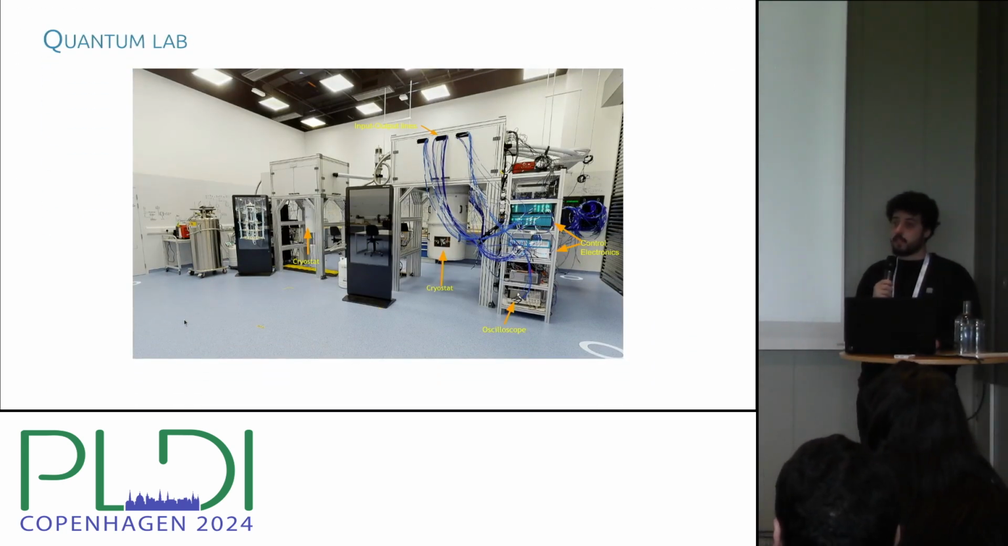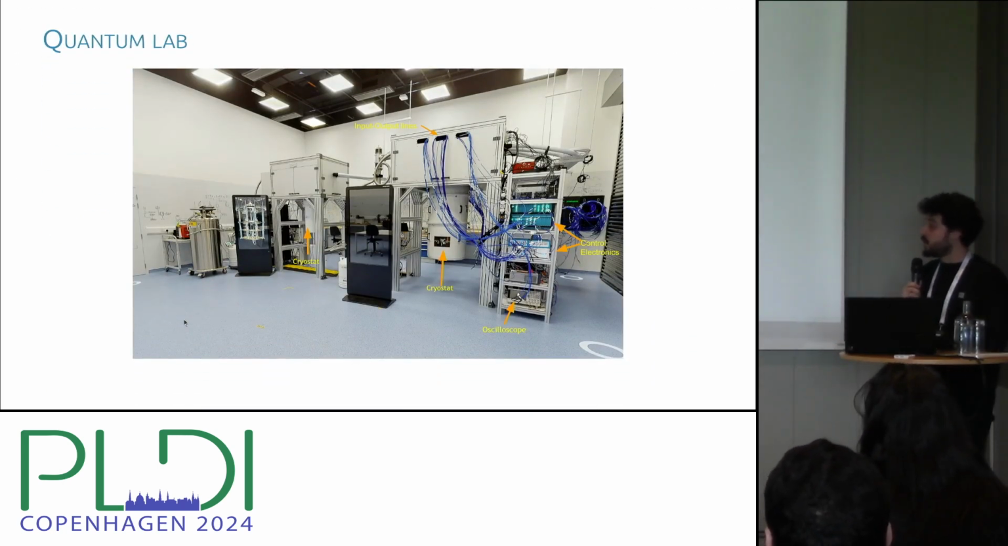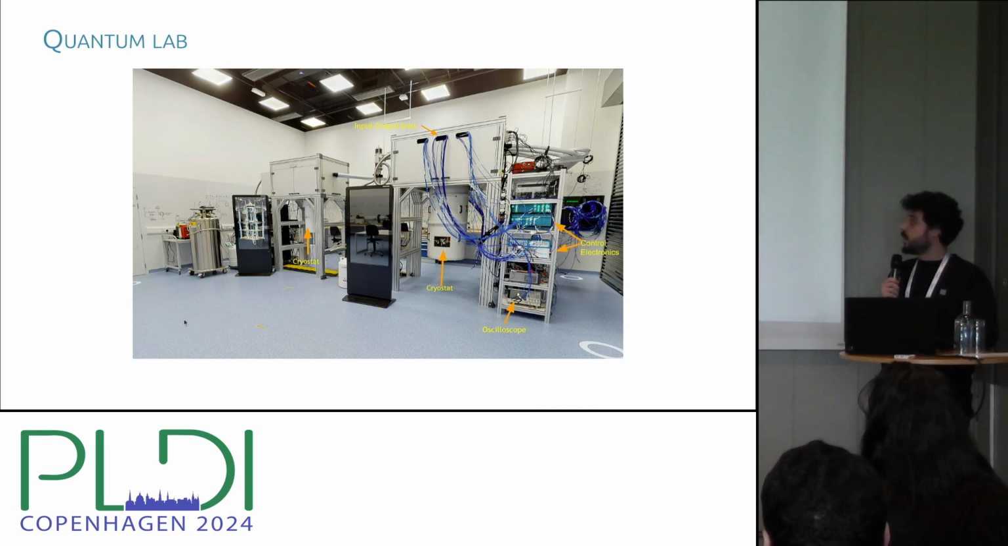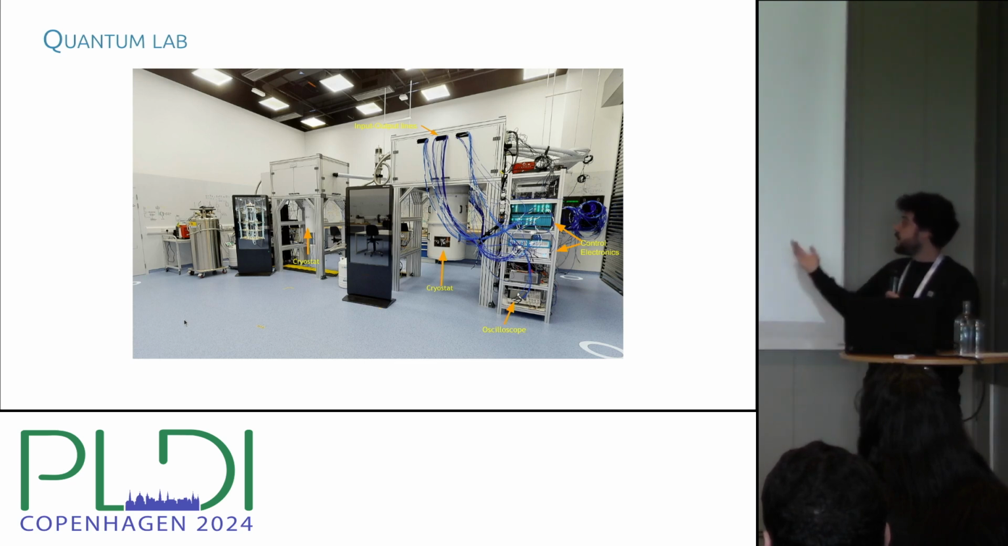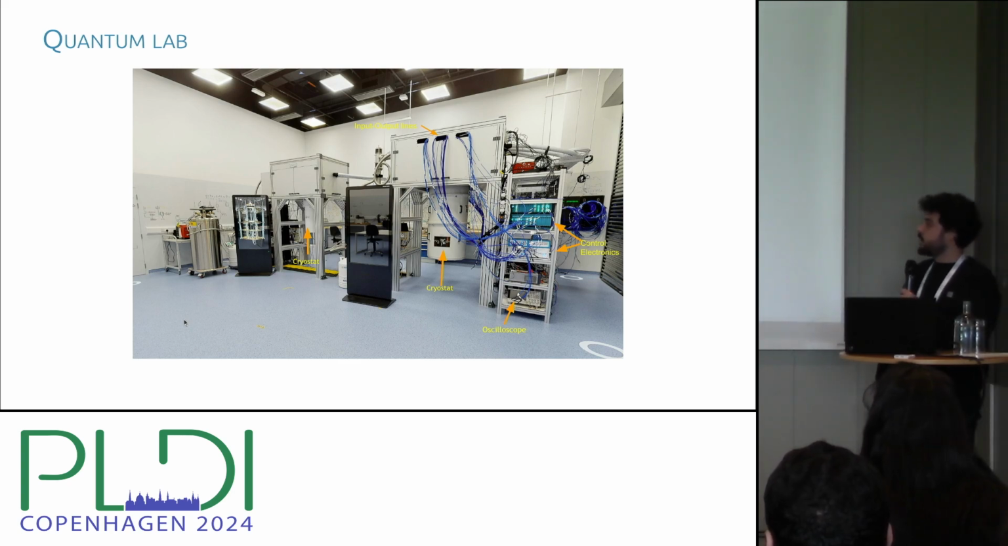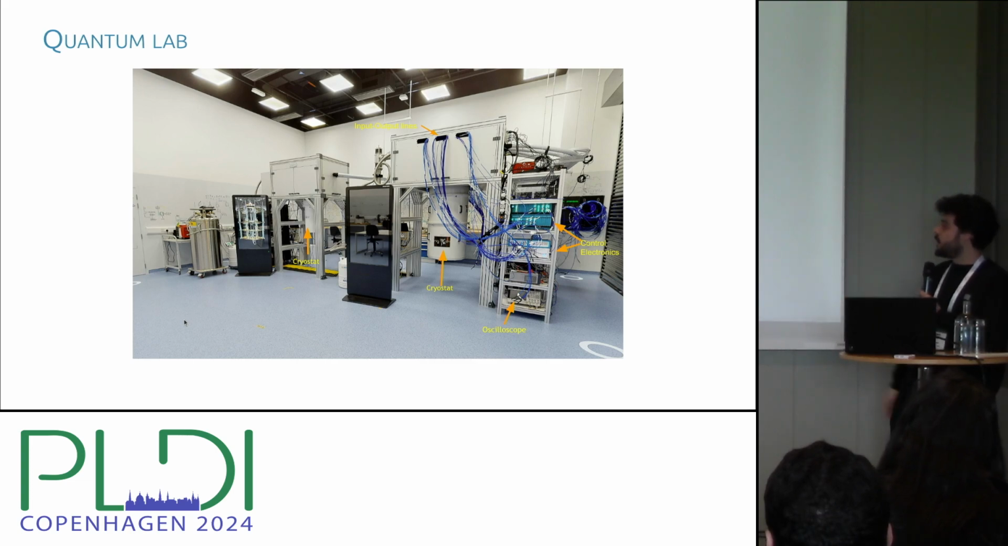First of all, just for the context, I want to show you a picture of a quantum lab. This is a superconducting qubit lab that we have at the Technology Innovation Institute in Abu Dhabi. As you can see, there are some cryostats where the qubits are placed at low temperatures. And then we have some control electronics and other instruments like oscilloscopes, and all together is wired.